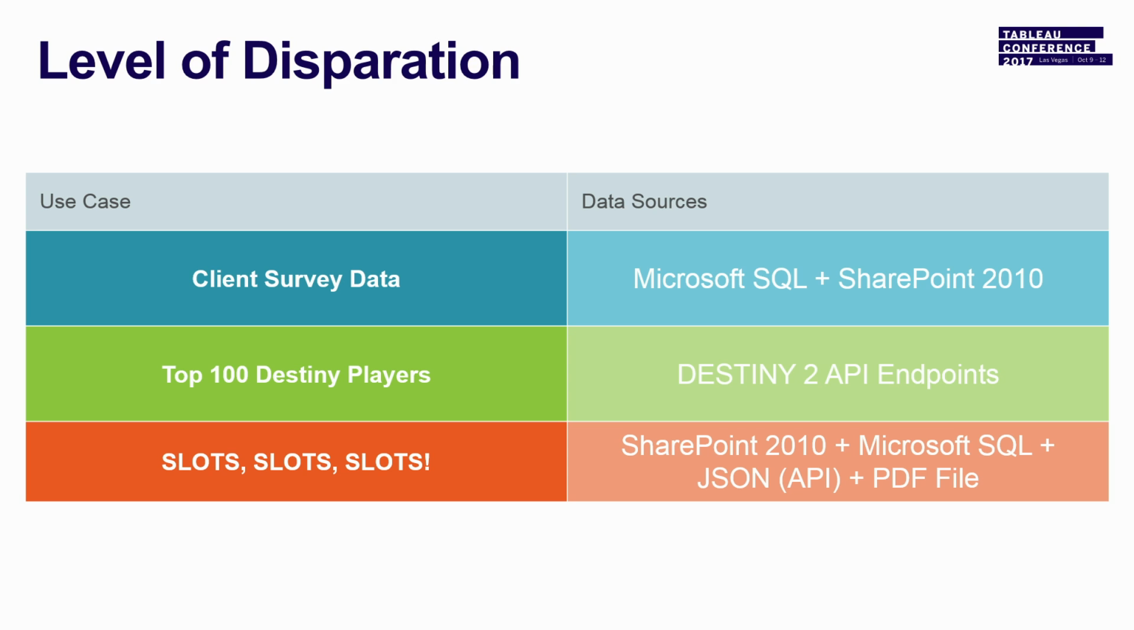The second one, we're going to go through the Destiny 2 API, and we're going to look at the top 100 players and kind of see, what makes them so good, or is there anything in the data that's showing us maybe that they're different than the rest of the guys out there.